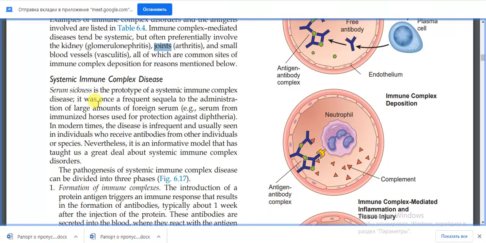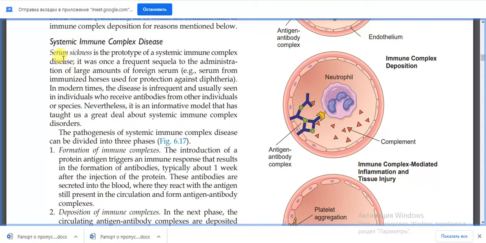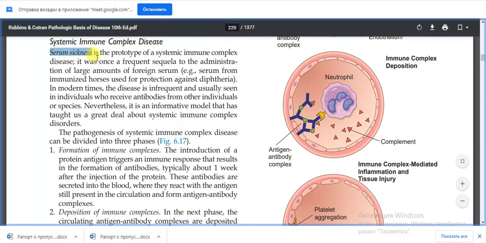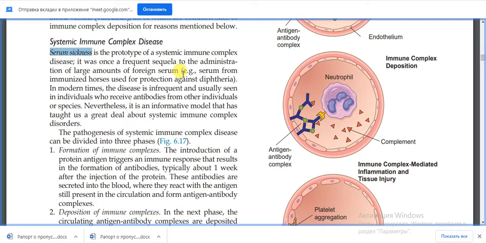Okay, systemic immune complex disease. It's also sometimes known as serum sickness. It's a prototype of systemic immune complex disease. It was once a frequent sequela of administration of large amounts of foreign serum. So in which case do we have a lot of foreign serum? In a transplantation, or hemotransfusion, for example, or serum used for passive immunization. Here the example is serum from immunized horses used for protection against diphtheria.